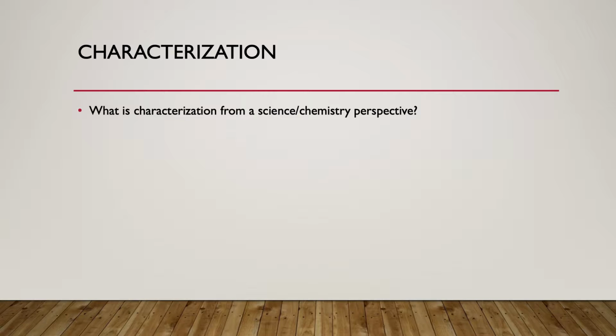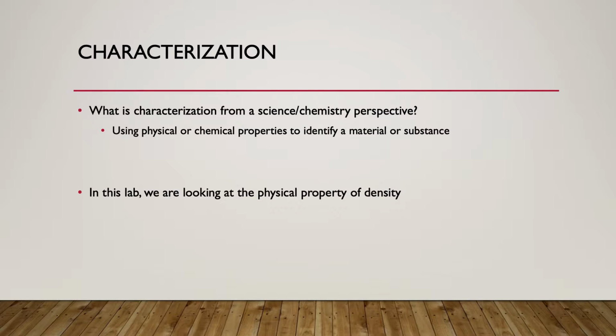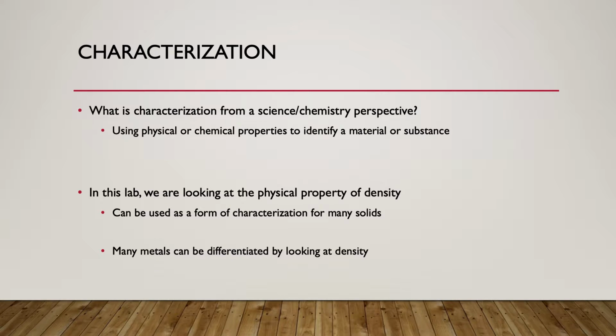And so what that term really means is, if you're trying to characterize something, you're trying to figure out what it is. And so if you're trying to identify a particular material or substance, we usually do that by looking at a host of different chemical or physical properties. And density is actually one of those common physical properties that we can look at for a lot of solids in particular. And so we'll often see density as a quick initial way to try and differentiate between different metals and the identity of different metals.